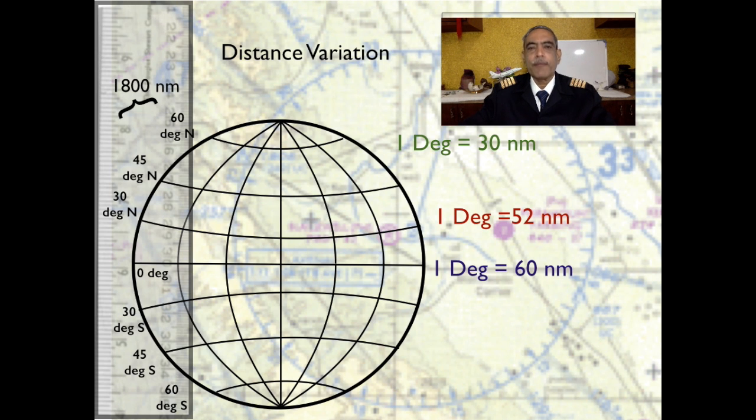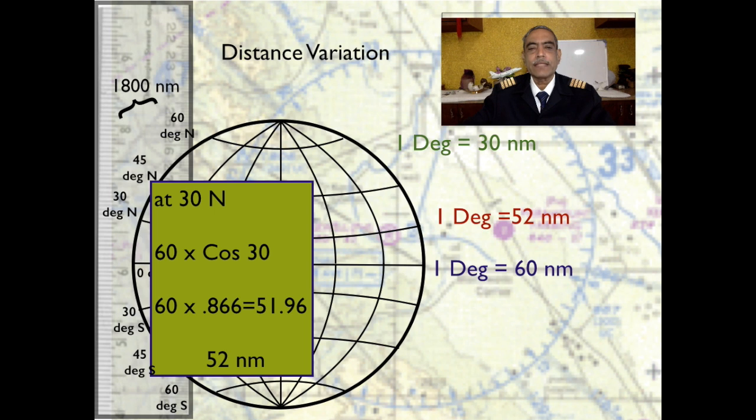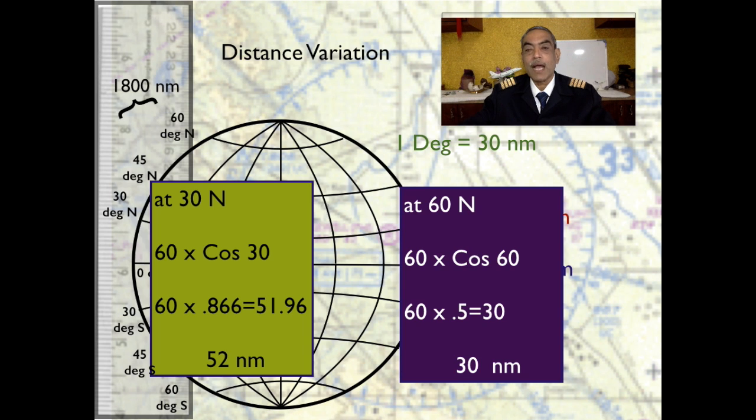But as we go up on the latitudes, as I was mentioning to you, that varies as the cosine of the latitude. Therefore, I've given two scenarios. One at 30 degrees north, where the cos is 0.866, and 1 degree will measure 60 into 0.866, that is approximately 52 nautical miles. Similarly, at 60 degrees north, 1 degree change in longitude will measure its cos, that is 0.5, half of the distance, that is 30 nautical miles.